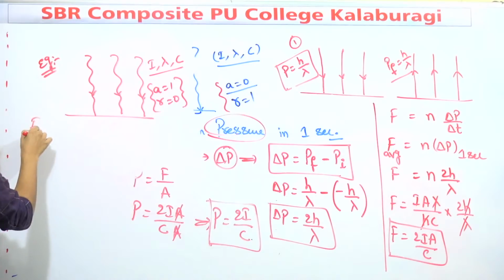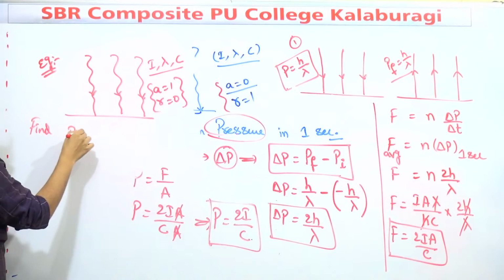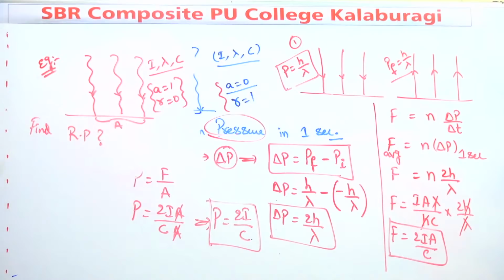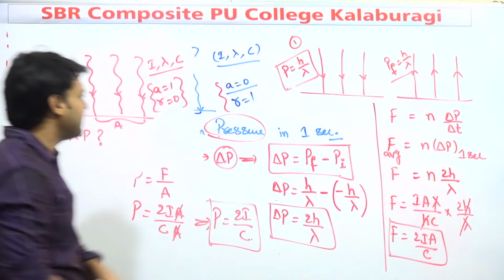Find the radiation pressure, and the area is A. Take the question. Find the radiation pressure.